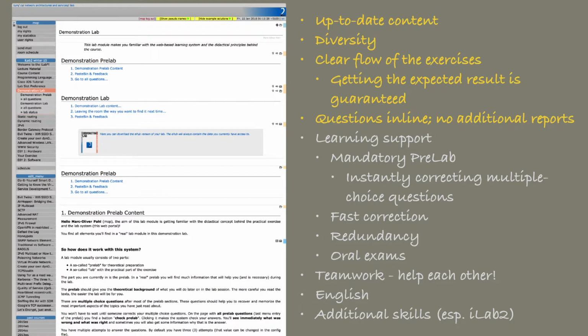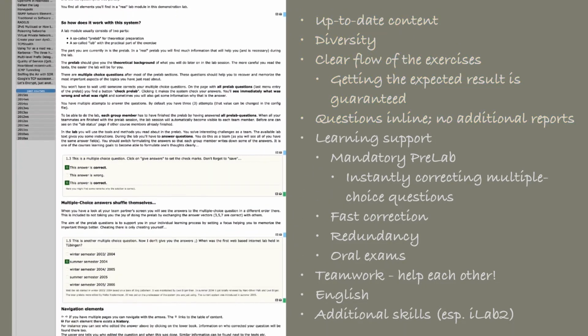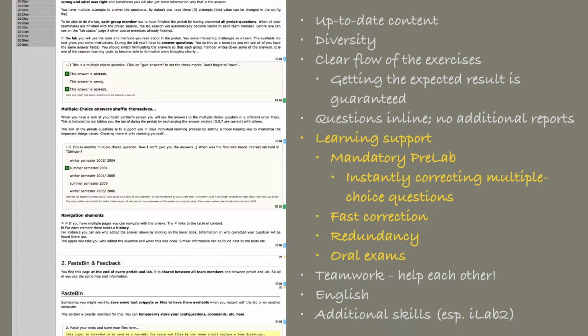We have a clear flow of exercises because everything is structured very well to ensure that you reach the learning goals and you don't get lost. At the same time, it's not boring cooking recipes or something like that, but challenging exercises where, with our experience, we make sure that you meet all the goals, but you still have the freedom on how to get there. You have the questions inline. On the left we see how a typical course in the e-learning system looks, and I'll just scroll through that and tell you more.